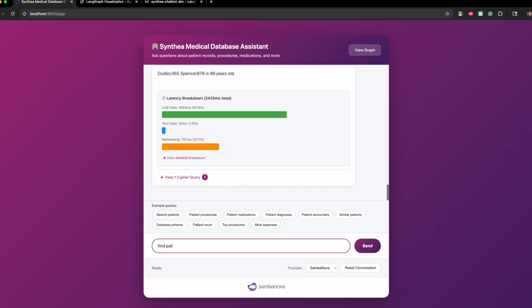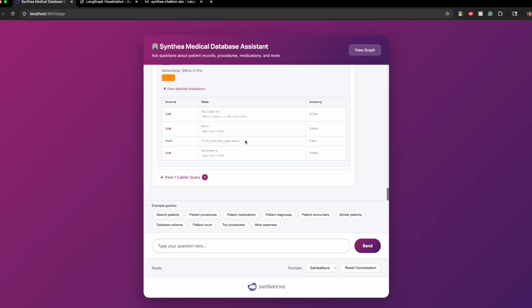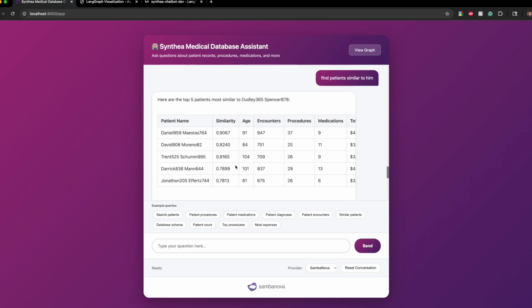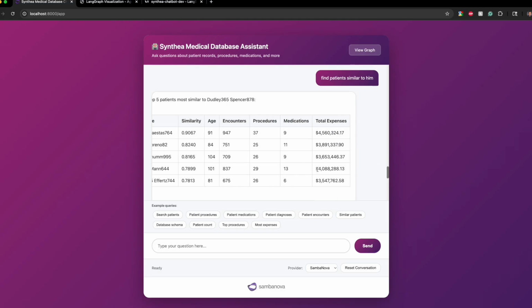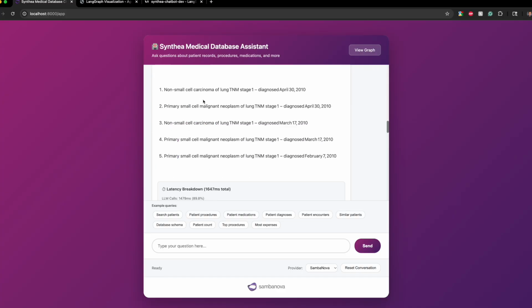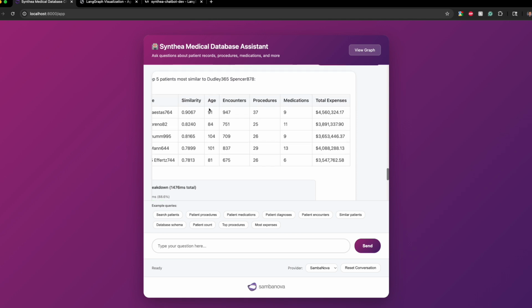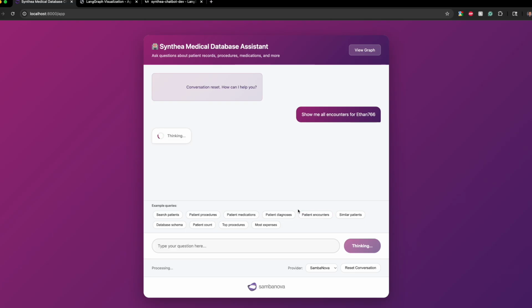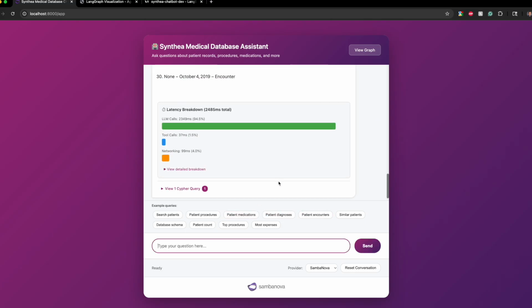Now let's find patients similar to him. This tool, Find Similar Patients, is a predefined tool that uses a node embedding for each patient to find the 5 most similar patients. As you can see, Dudley was 86 years old, and most of these patients are also quite old. You can also see that these patients have spent around $4 million across their treatments, and we'd seen earlier that Dudley had also spent around $4 million in his treatments, so that kind of justifies why these patients were returned as the most similar. This tool can also be used to find patient encounters, patient diagnoses, patient medications, etc.